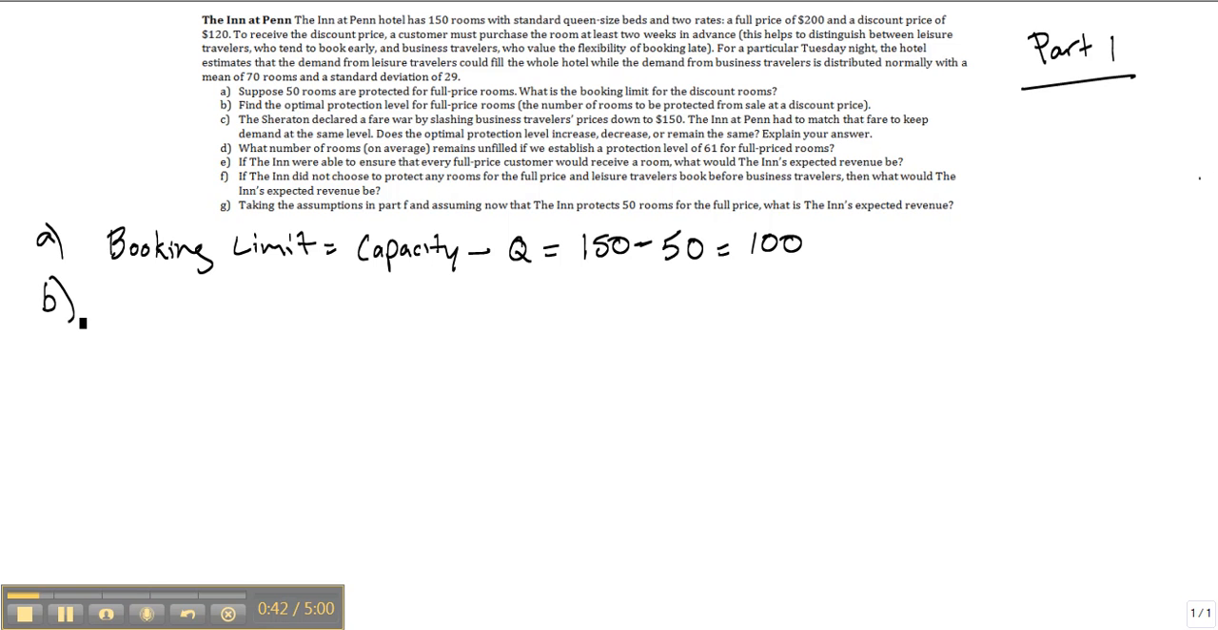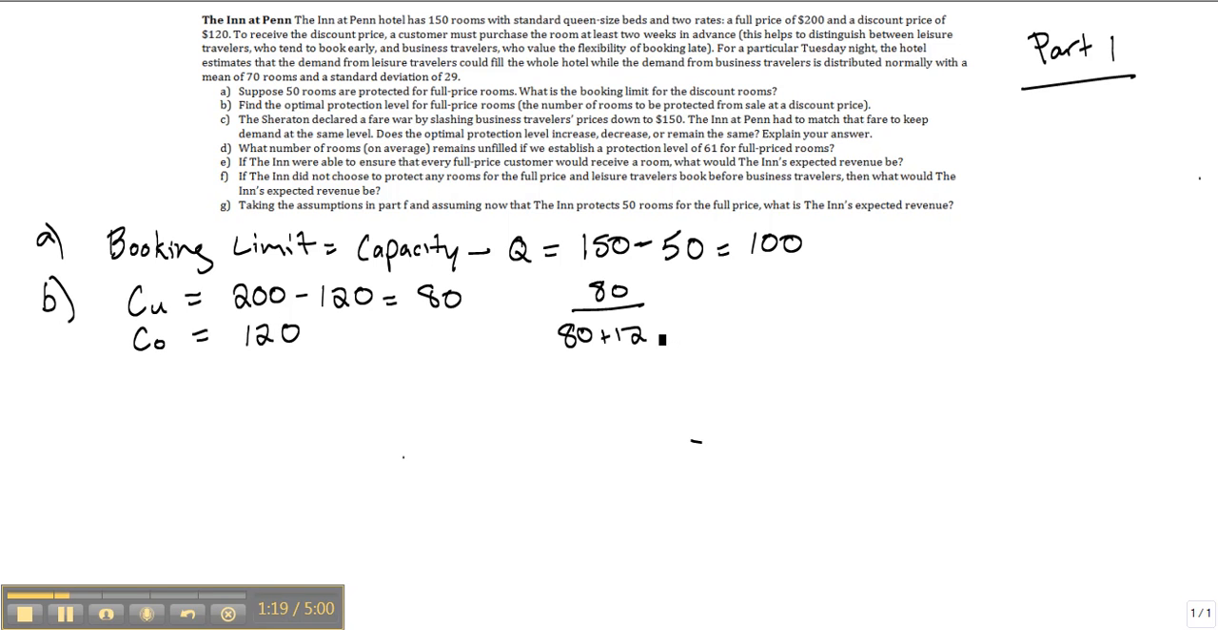Part B, finding the optimal protection level for full price rooms. Let's calculate a critical ratio. First, the underage cost, which is basically the cost of having too few high-price rooms, is equal to 200, the revenue from a high-price room, minus 120, the revenue at a low-price room. That's equal to 80. The overage cost is equal to an unsold room at the low cost, or 120. Therefore, the critical ratio, which is Cu over Cu plus Co, is equal to 0.4.